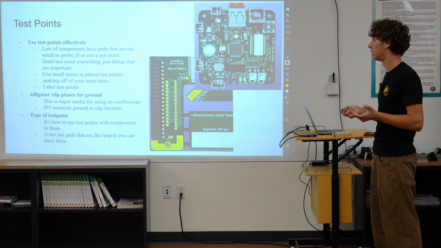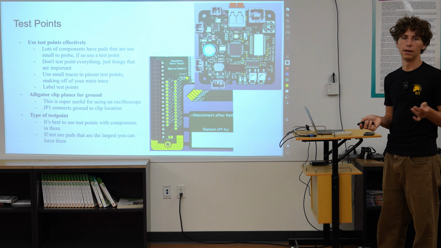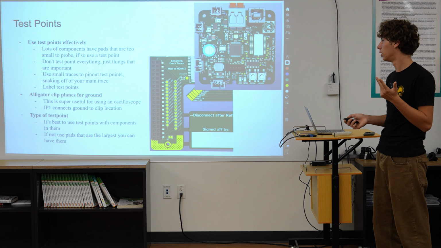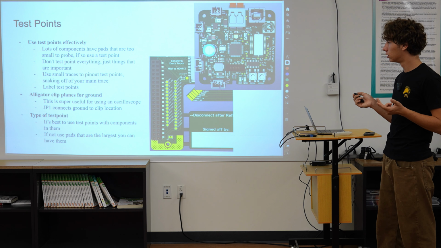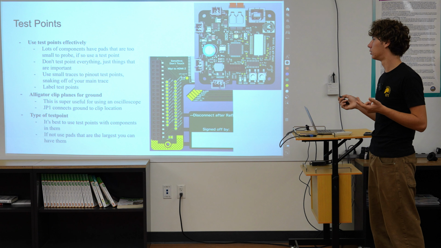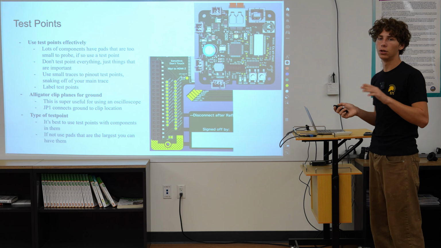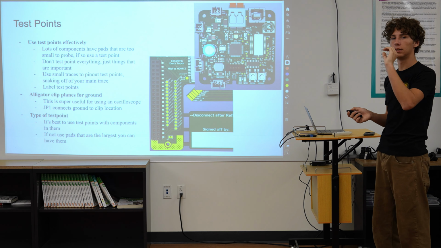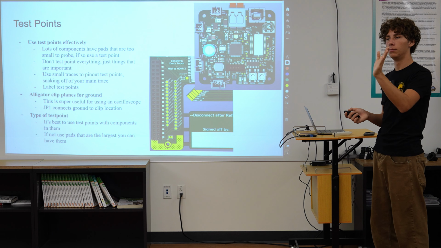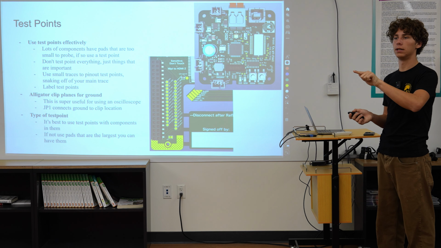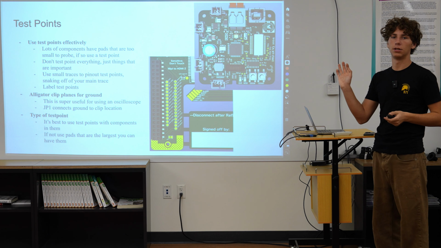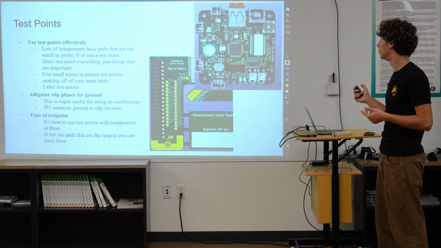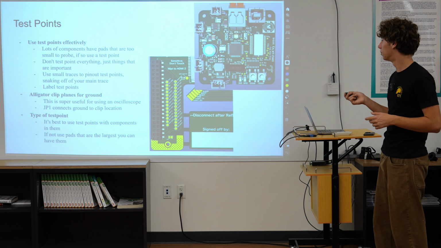We don't test point everything, just the things that are important. Definitely signals and power are important things to test point. And then what else? Small traces to pin out test points, snaking off your main trace. If you have a main trace and you want to put a test point on it, essentially what you do is put the test point pad or hole right next to it, and then have a small trace going out. You don't want to use a big trace or anything that'll impact the impedance of it, so just a small trace should be fine.